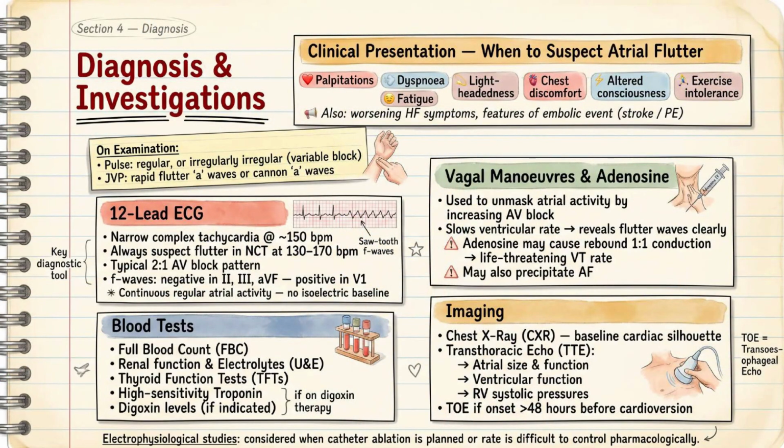When a patient walks in, they might complain of palpitations, shortness of breath, or just feeling wiped out. During your physical exam, look at the neck. You might see rapid A waves in the jugular venous pulse. This is the atria fluttering against a closed valve.